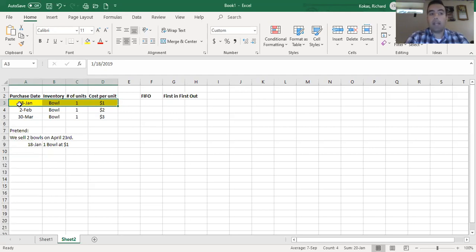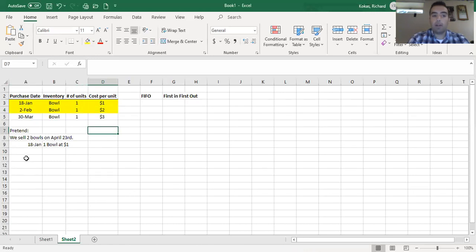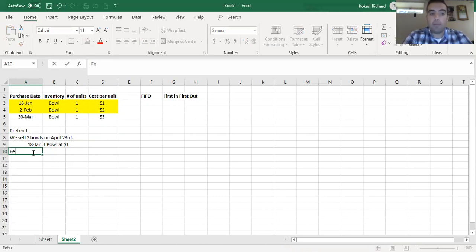So now that January 18th is gone, what's the next earliest date that we purchase inventory? February 2nd. So when we grab our second bowl, it could be from any date. I'm going to grab this random one. It turns out to be March 30th. And we're going to get rid of this. So we're going to assume the second bowl we grabbed, even though I actually grabbed the one for March 30th, we're going to assume for inventory valuation purposes, it's the February 2nd bowl at $2. Okay, does that make sense?